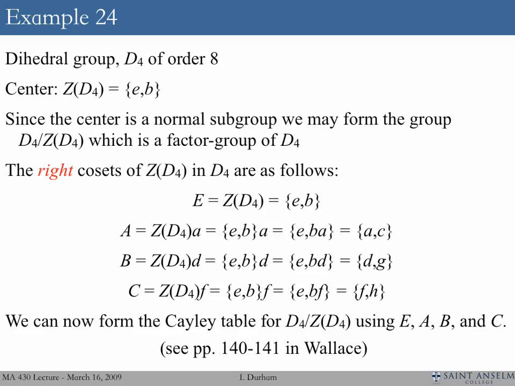And so those four sets then form the Cayley table for this factor group, okay? And in fact, you can see that in pages 140 and 141, it actually happens to be exactly the Klein 4 group.